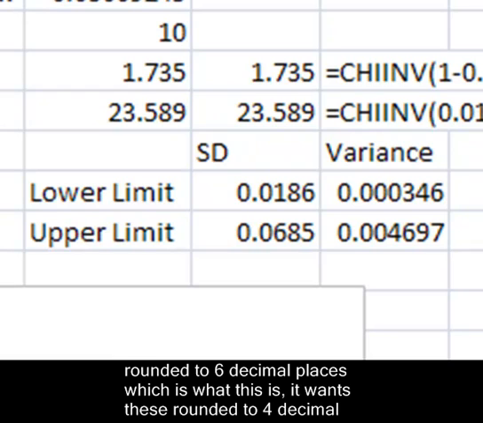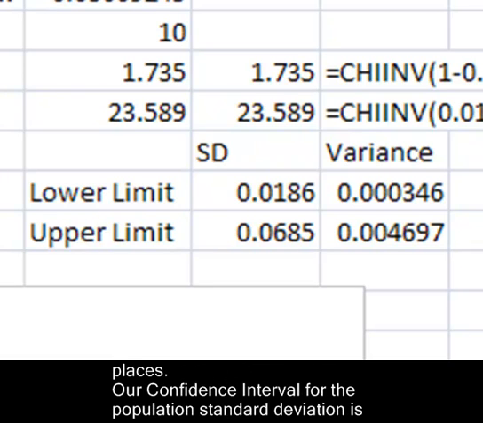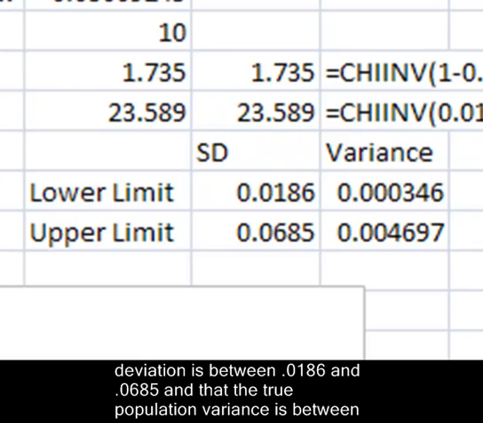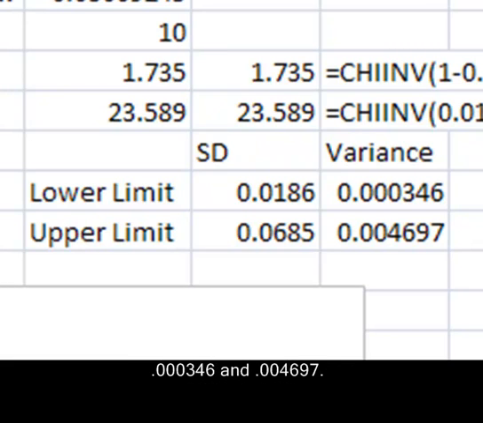Our confidence interval for the population standard deviation is 0.0186, 0.0685, which means that we are 99% confident that the true population standard deviation is between 0.0186 and 0.0685, and that the true population variance is between 0.000346 and 0.00467.